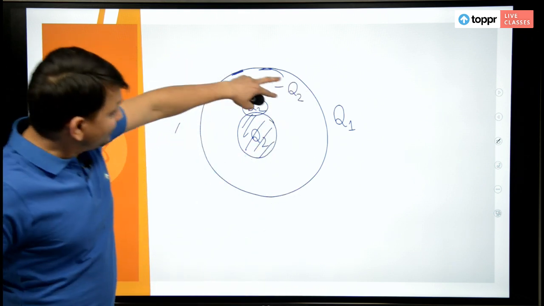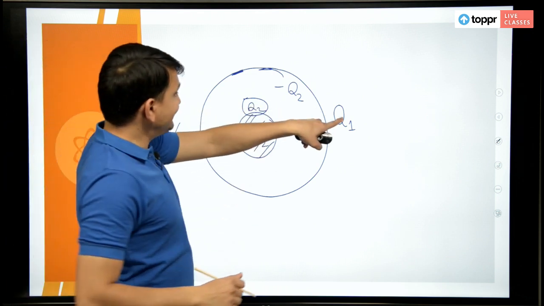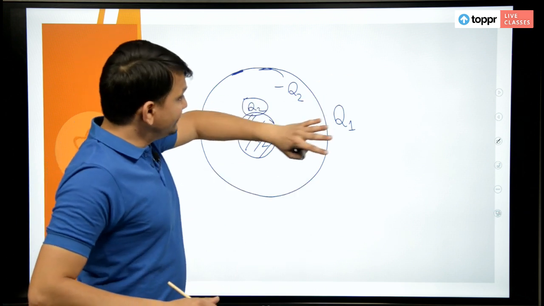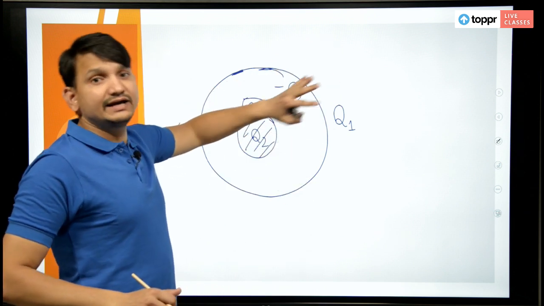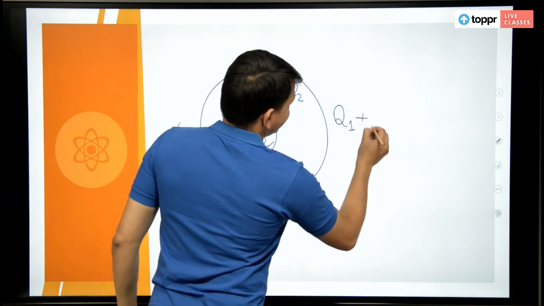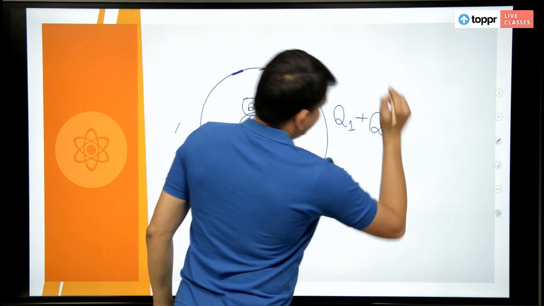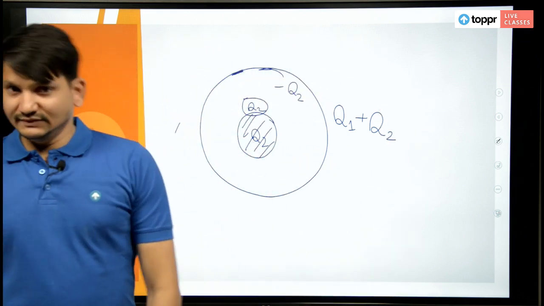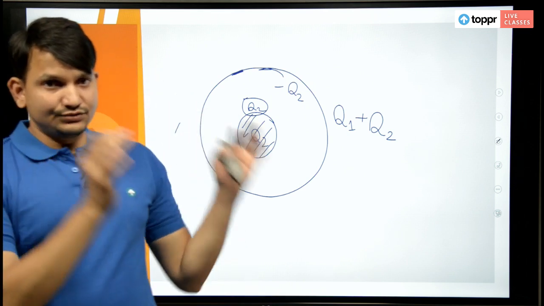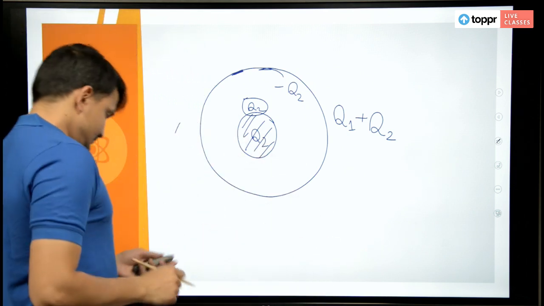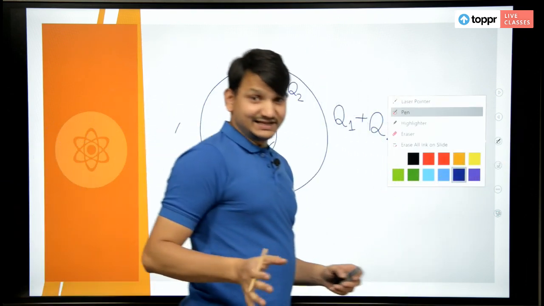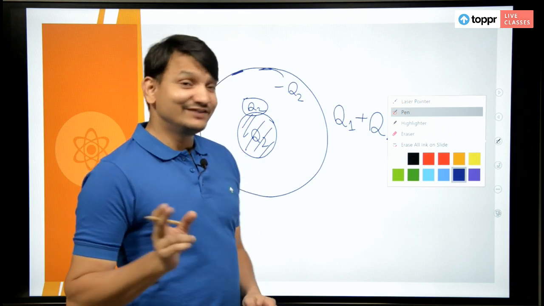Now to accommodate minus Q2, we would have to have another Q2 on the outer boundary plus the already existing charge which was Q1. So the outer boundary will be having Q1 plus Q2. This is what happens when you insert one charged shell into another. So this is the concept of conducting shells with charges.